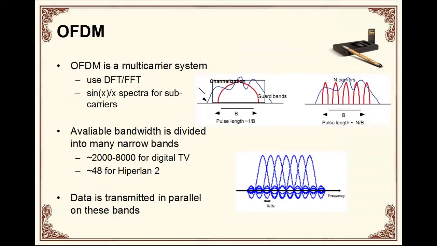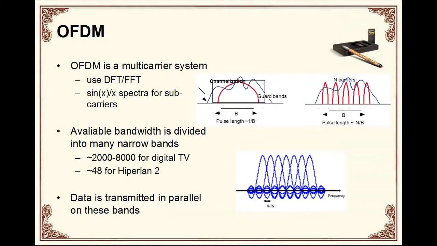Okay, let's go back to OFDM with more detailed information. OFDM is a multi-carrier system using the discrete Fourier transform or fast Fourier transform. It can transform the signal into carriers. This figure shows the difference between single-carrier and multi-carrier systems. The blue one is the original signal. The black squares and the red curves represent different carriers.